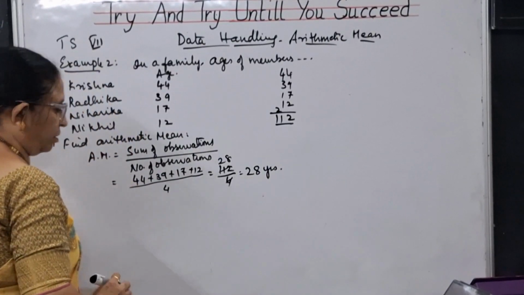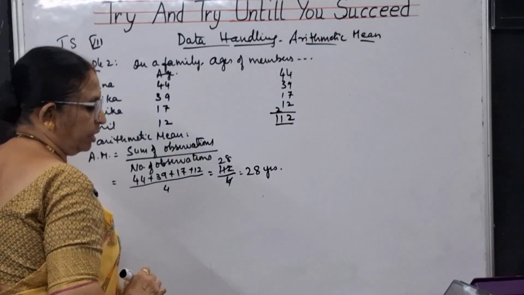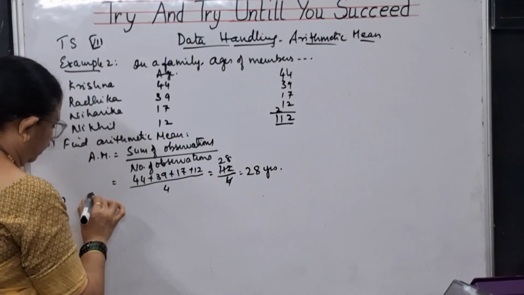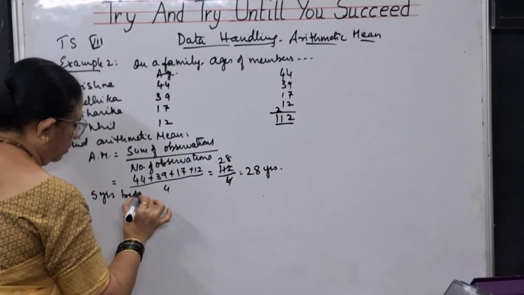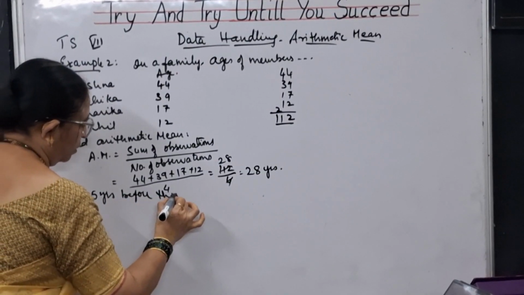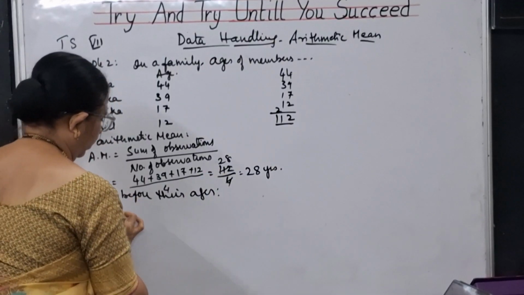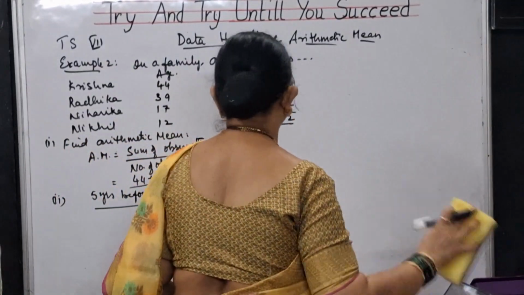Next bit, the second bit: what were their ages 5 years before? So 5 years before their ages. What are their ages 5 years before? Let me write it here.